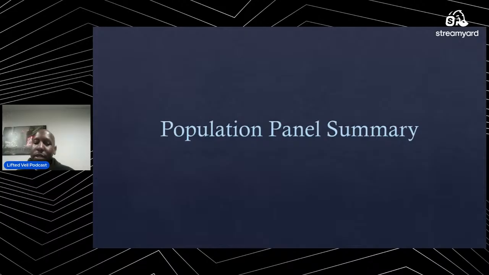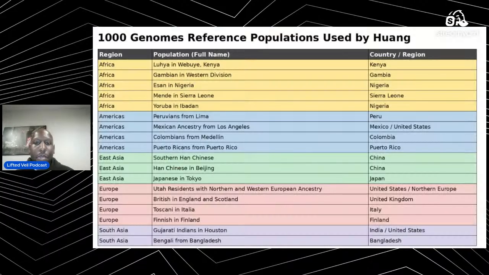Population panel summary. I think these visuals are going to be cool. I had AI put this together, in terms of the panels that were used and the populations within these panels. Okay, this is from the 1000 Genomes reference population. And I ain't gonna read them all. It is simply displayed on the screen. And I'm gonna keep going.